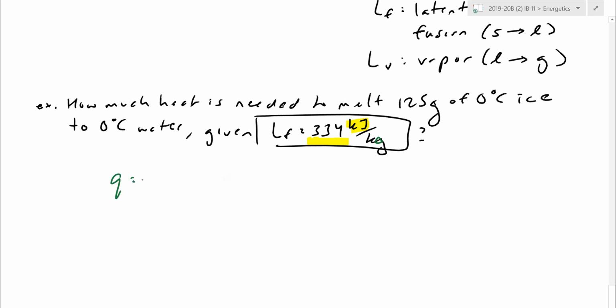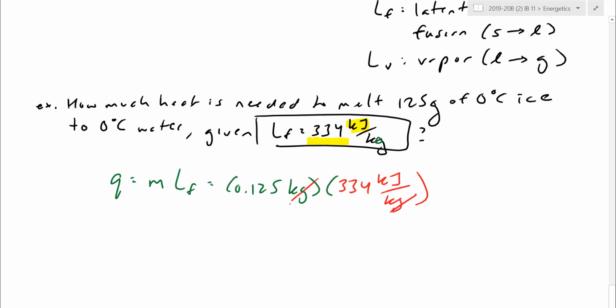So during a phase change, Q is equal to ml as opposed to mc delta T. The mass I'm trying to convert here is 0.125. I converted that to kilograms, and therefore I can just multiply 334 kilojoules per kilogram. The kilograms cancel out. 0.125 times 334 gives me 41.8 kilojoules.